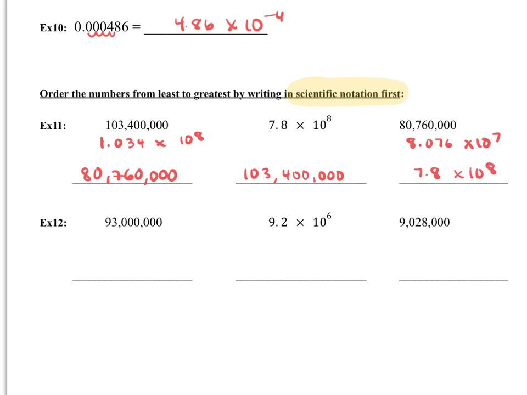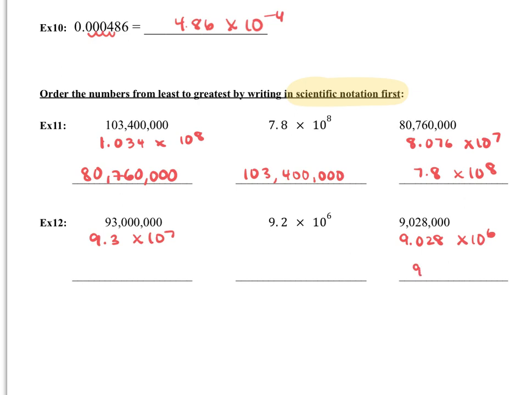So let's do one more of these, and then we'll move on to multiplying and dividing. So I've got 93 million is 9.3 times 10 to the 7th. Then I have the next 9.2 times 10 to the 6th. And finally, I'm going to have 9.028 times 10 to the 6th. So now I would look at my powers of 10. So I've got 10 to the 7th, 10 to the 6th, and 10 to the 6th. This is going to be my biggest number. It's the highest power of 10.